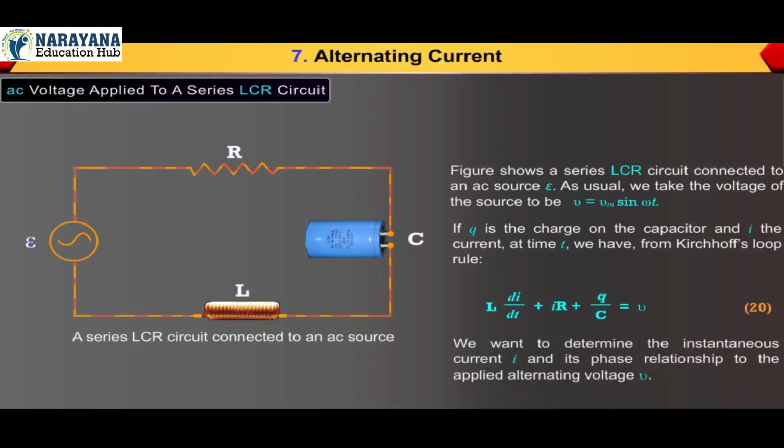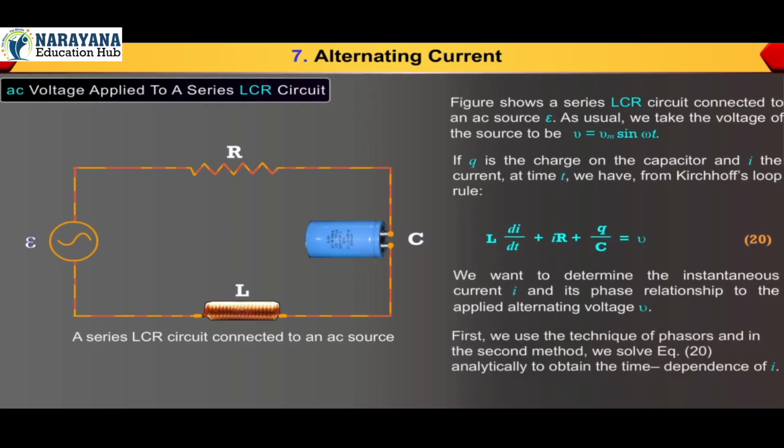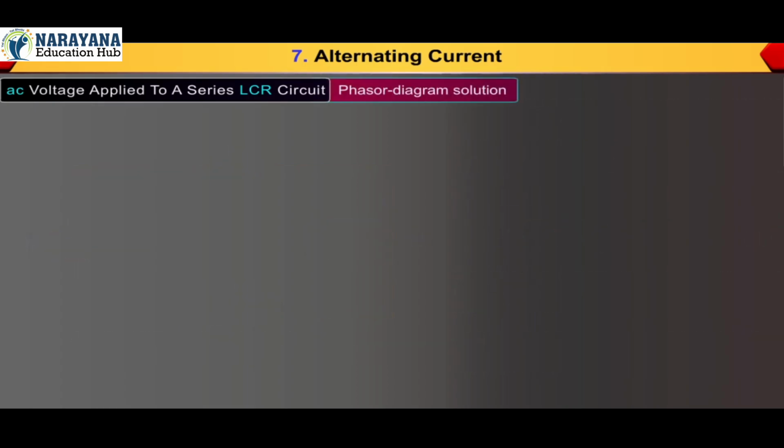We want to determine the instantaneous current I and its phase relationship to the applied alternating voltage V. We shall solve this problem by two methods. First, we use the technique of phasors, and in the second method, we solve equation 20 analytically to obtain the time dependence of I. Phasor diagram solution.